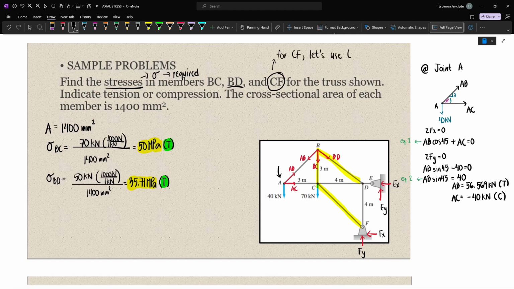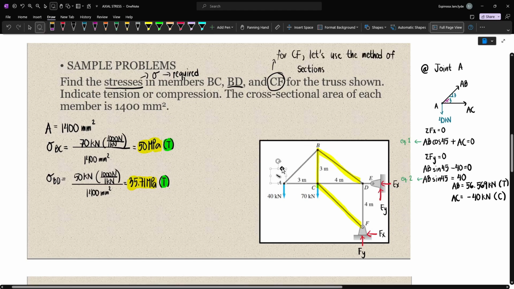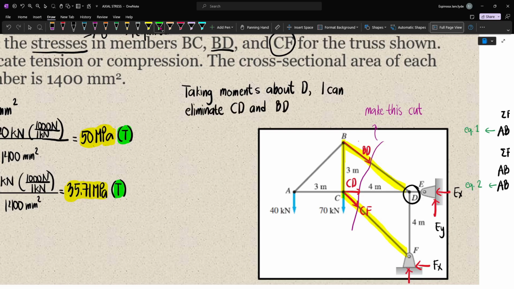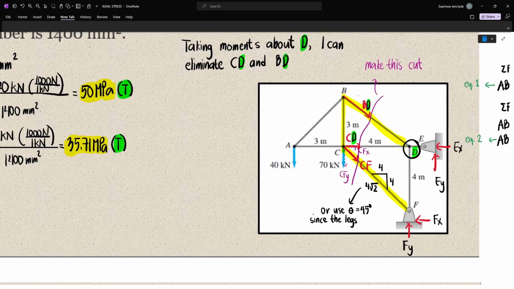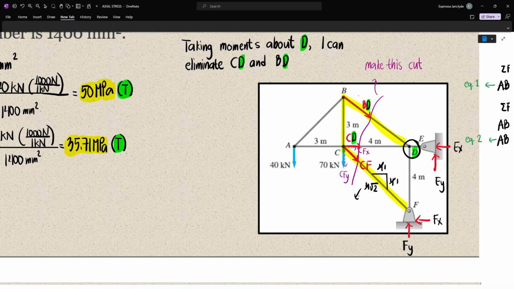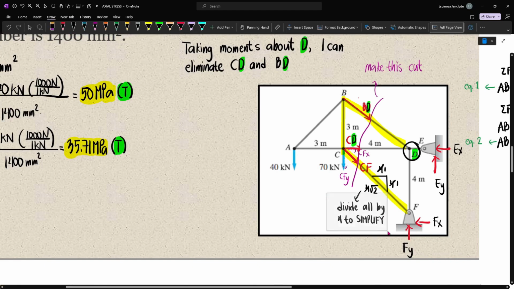Now, finally, for the force in CF, I can use the method of sections, and then we can make this cut. Let's take moments about D, so that we can eliminate CD and BD in our calculations. Remember, CF has components of 4 meters horizontal and 4 meters vertical, so we know that it is a 45-degree triangle. However, just to differ our solutions, we will use the components. The hypotenuse of the triangle will be 4 times square root of 2. We will divide all of the sides by 4 to reduce our ratio, so we have 1 and 1 for the sides, and square root of 2 as the hypotenuse.